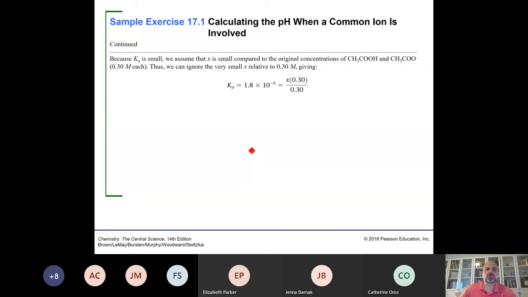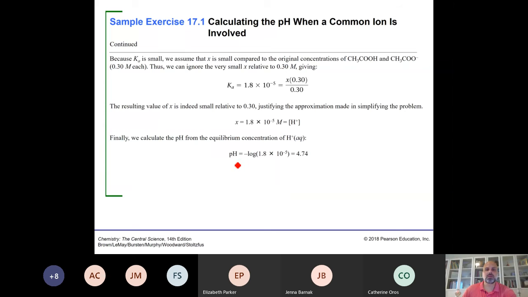We then assume that x is small, and we remove the x just like we did in the last problem. So I'm not going to go through this in detail again. We solve for x, we get the exact same 1.8 times 10 to the minus fifth molar, and then plug it into the pH equation. pH is minus log of 1.8 times 10 to the minus fifth, and we get our 4.74. So this was just a slightly different way of walking through these steps. The reason I did this is because it's going to be vitally important that you understand how to work through these problems, because this is the foundation for a lot of what's coming up.